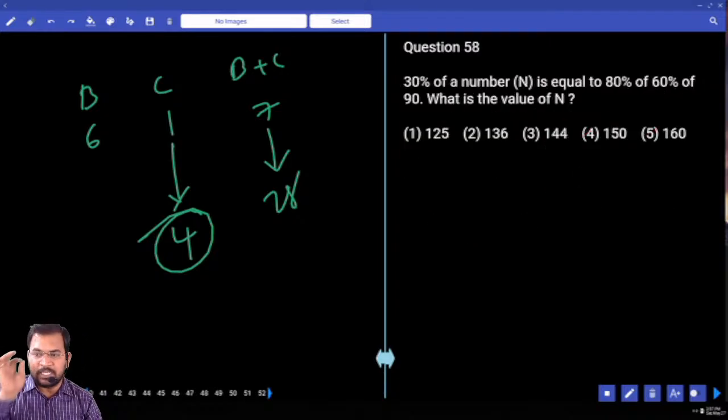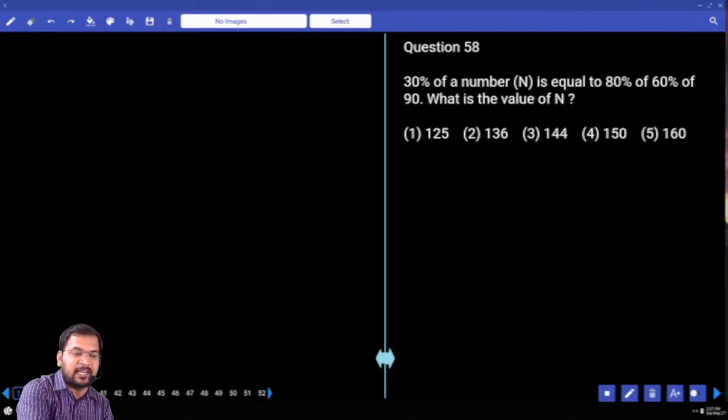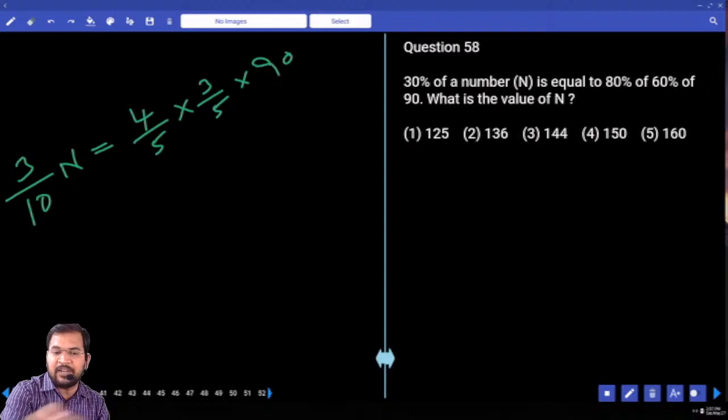30% of a number is equal to 80% of 60% of 90. What is the value of n? Now 30% of a number. 30% is nothing but 3 by 10. 3 by 10th of a number is equal to 80%, which is 4 by 5, 60% is 3 by 5, of 90. Are you clear? So now we need to find the n value.